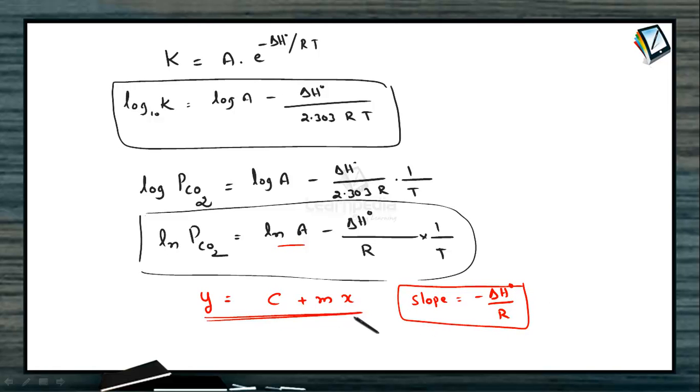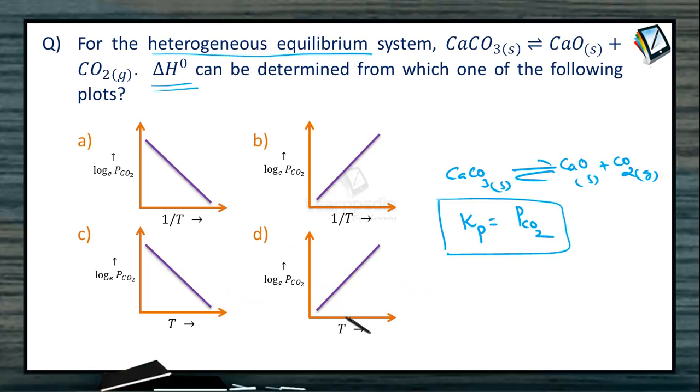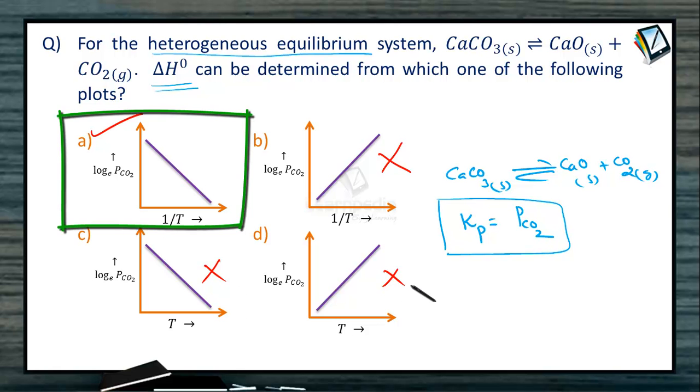So thereby, y is equal to mx plus c, the graph with negative slope. So that comes out to be this one with the negative slope. Here also you can see log base e P of CO2 is plotted against 1 by T. So therefore, we get a straight line with a slope of minus delta H naught by R. This being negative slope, A is the right answer. This corresponds to positive slope, wrong. And here it is plotted against T instead of 1 by T. Therefore, this as well as this are wrong options. So A is the answer.